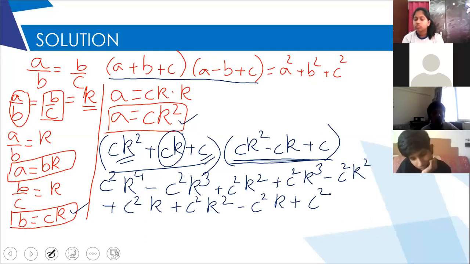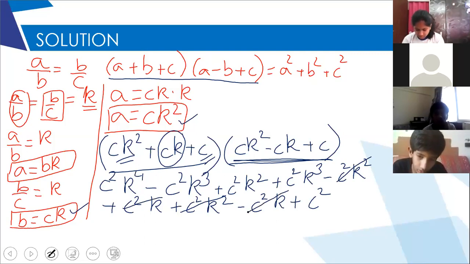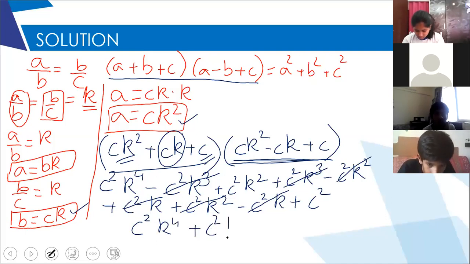Now see if anything can get cut. I can see this and this cancel each other. Then C square K and minus C square K will also cancel. And then minus this and plus this will also cancel. So there are 6 terms which have got cancelled. Only the leftover you will now write. This is what is left.